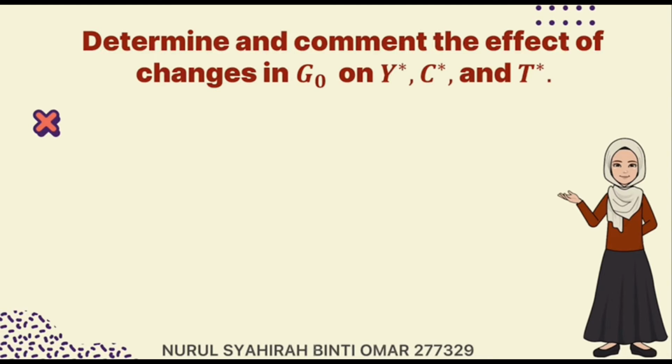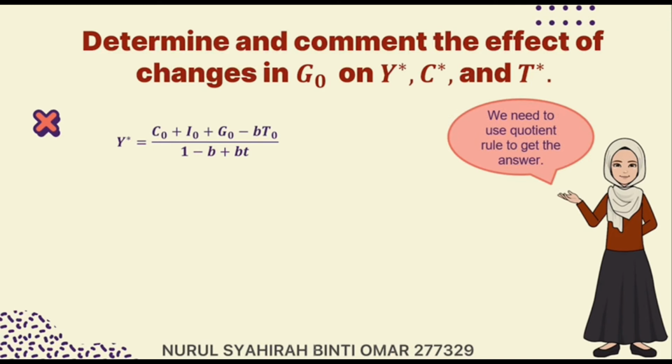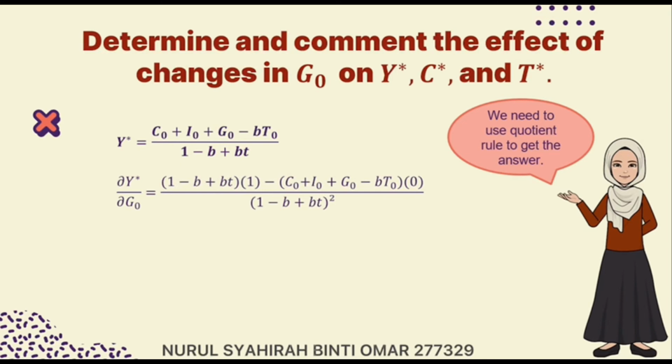So first, which is Y star, that we get from the reduced form method that was already explained by Pavithara as stated on the slide. And then, we need to use the quotient rule to get the answer for delta Y star divided by delta G null, which will be 1 minus B plus BT divided by 1 minus B plus BT squared. We need to simplify the answer by dividing the numerator and denominator, so we get 1 divided by 1 minus B plus BT, and it is clear that the answer is positive because it is more than 0.